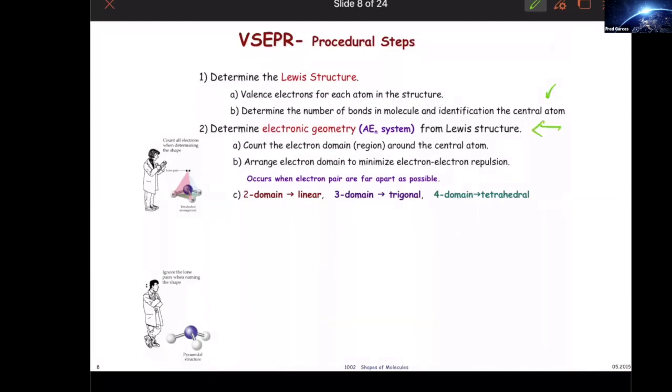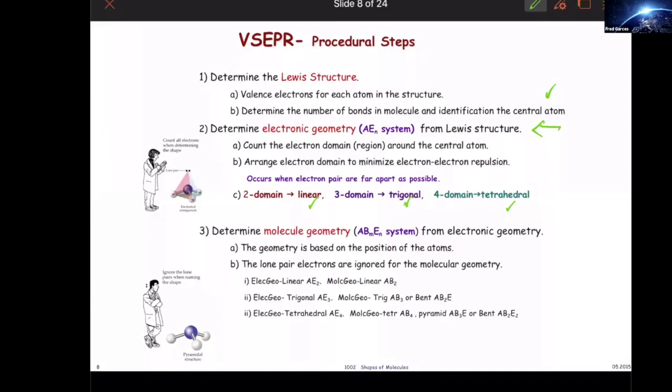You need the electronic geometry before you can get to the molecular geometry. The electronic geometry has to do with how many electron domains are around the central atom. You could have a linear, a trigonal, or tetrahedral. Those are the only types of geometries we can have based on electronic. And then from the electronic geometry, we have the molecular geometry.